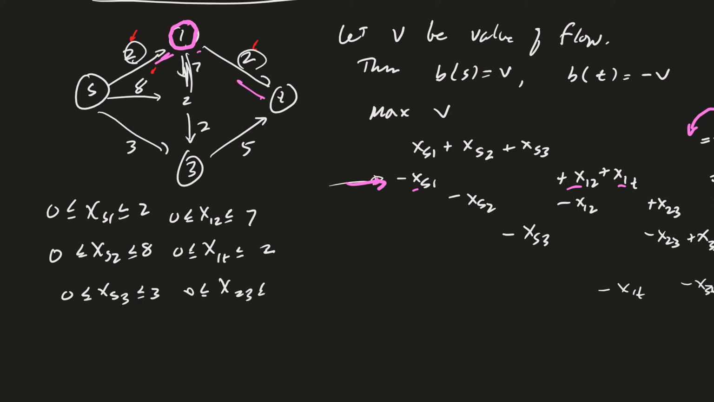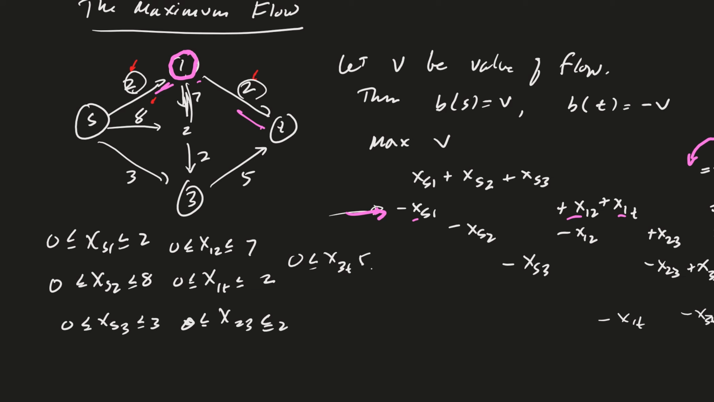Okay. This is probably not entertaining anymore. Okay, just one more. We'll just finish it up. X3t is between 0 and 5. Good. That's it. We're finished. This has been how to convert the maximum flow into the minimum cost network flow problem.